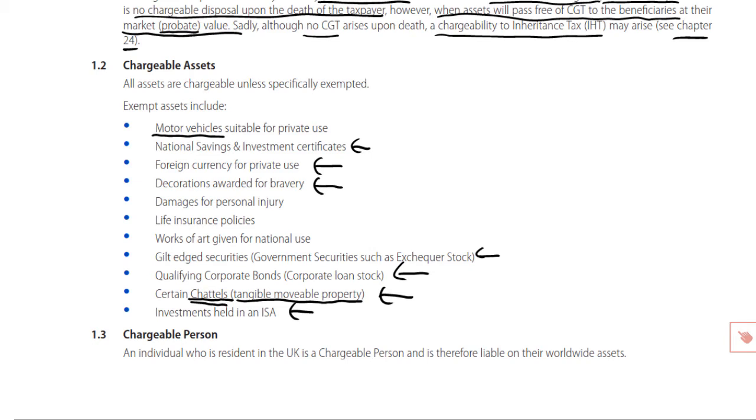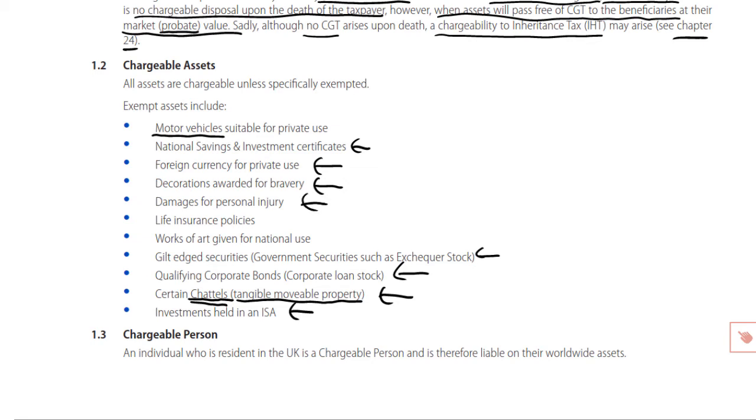Decorations awarded for bravery. Now that's where they've been awarded for bravery. It's not that you are a collector of such things. You walk into an antique shop, no doubt under enemy fire, and you bravely purchase this medal, and again you retreat under enemy fire, and eventually at some point in time you sell that. That is not going to be an exempt asset there. That's an investment you bought and you have sold. No. Decorations awarded for bravery. Those are the ones that we're dealing with that are exempt.